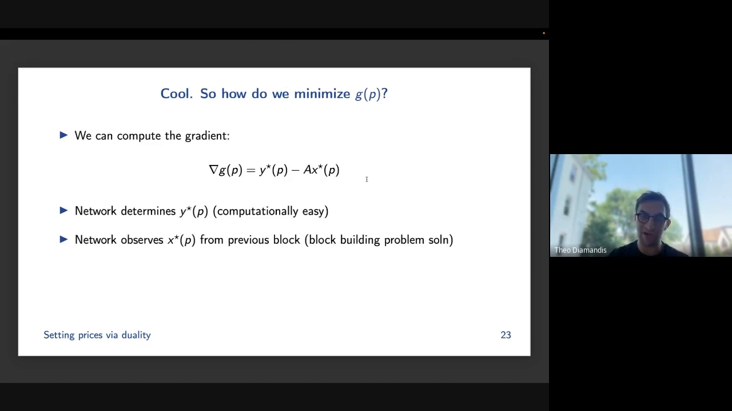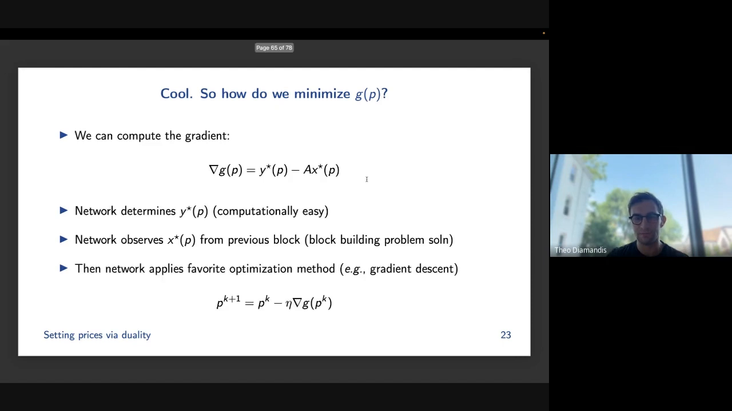The mental model for x is that it's computationally very difficult, actually. But the network doesn't have to solve it. The network can observe it by looking at the previous block because it is exactly that solution to the block building problem. So then, well, we have the gradient and we can just apply our favorite gradient-based optimization method.